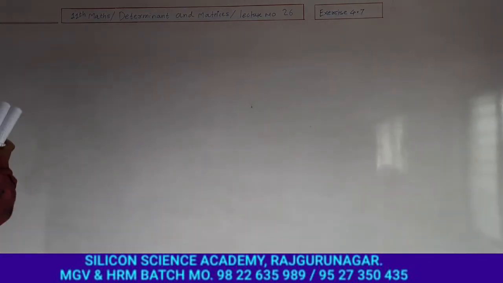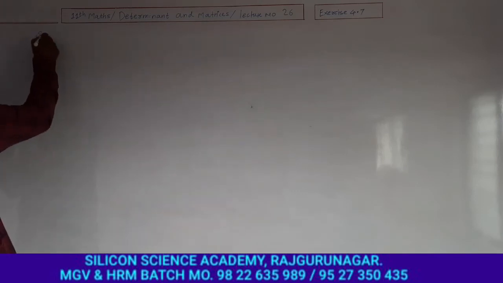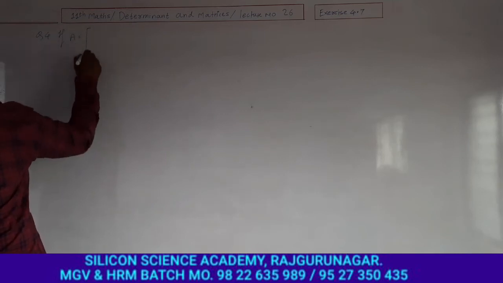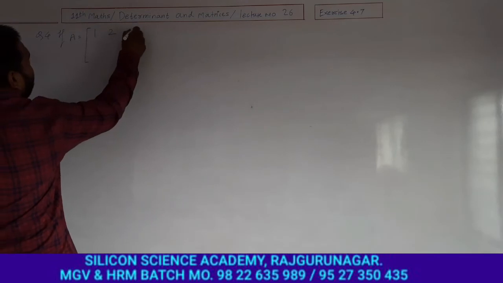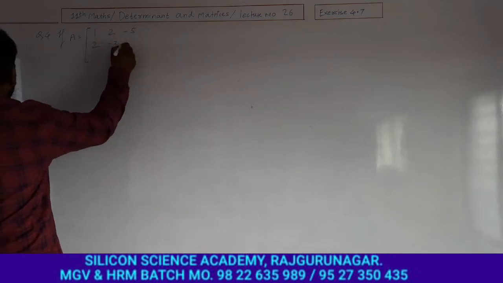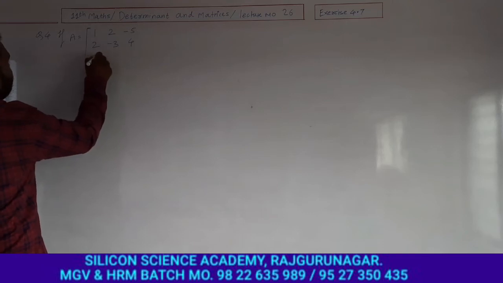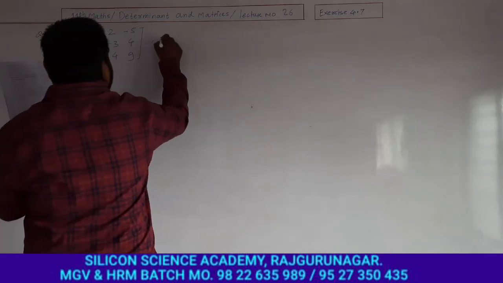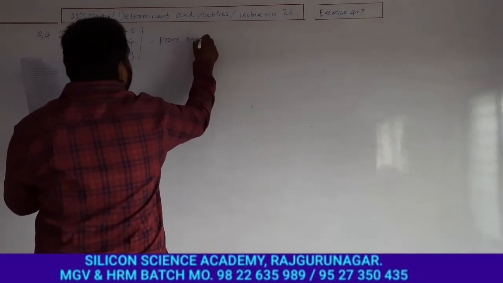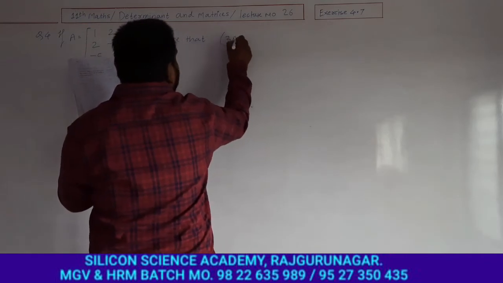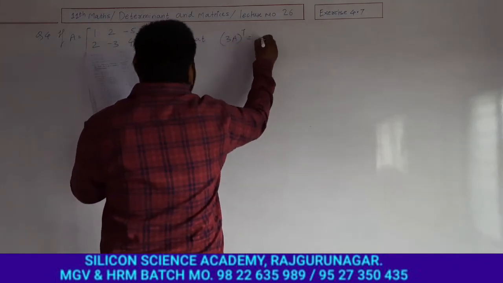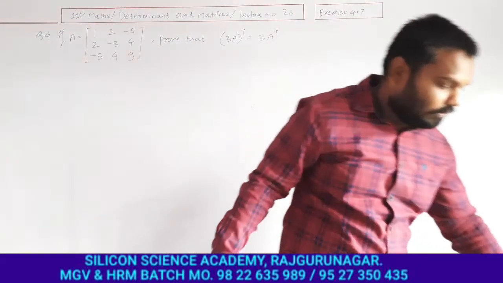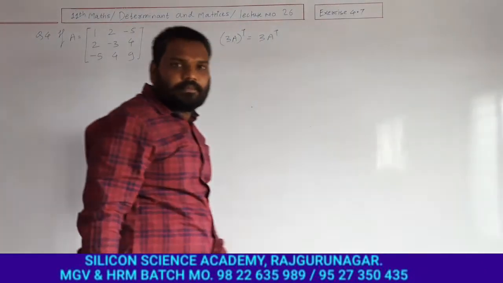Question number 4 is there. That is if A is equal to 1 2 minus 5, that is 2 minus 3 4, that is minus 5 4 9. Then prove that 3a bracket transpose is equal to 3 into A transpose. This is the same sum that we have solved earlier. Okay, the same example.